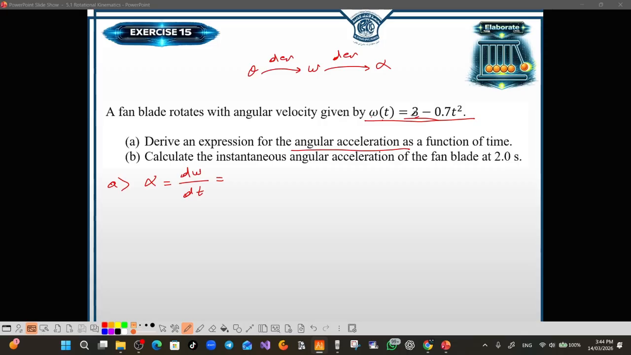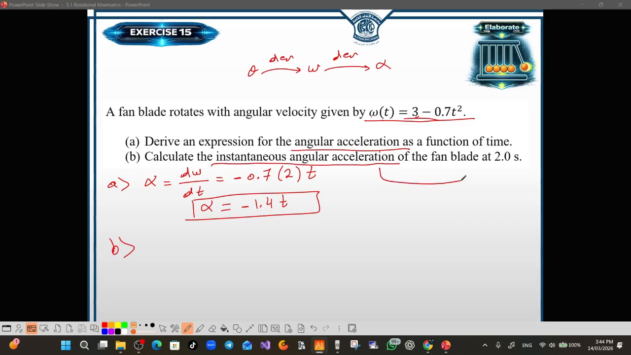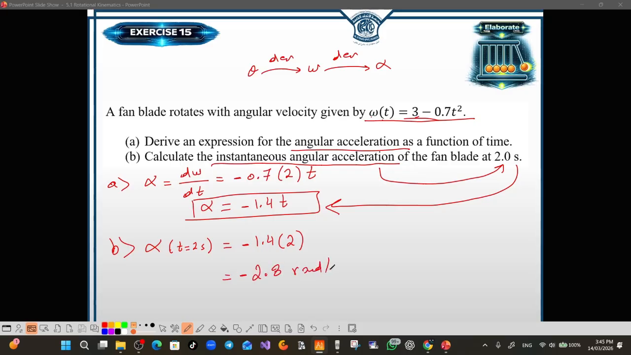The derivative of constant is 0, and the derivative of the second term, we just simply drop the power and reduce the power by 1. So it becomes minus 1.4 t. This is alpha. In part B, calculate the instantaneous angular acceleration. So they want me to find the angular acceleration at a specific time. We just need to substitute the time in the alpha expression. Alpha at t equals 2 seconds equals minus 1.4 multiplied by 2. And the final answer is minus 2.8 radian per second squared.